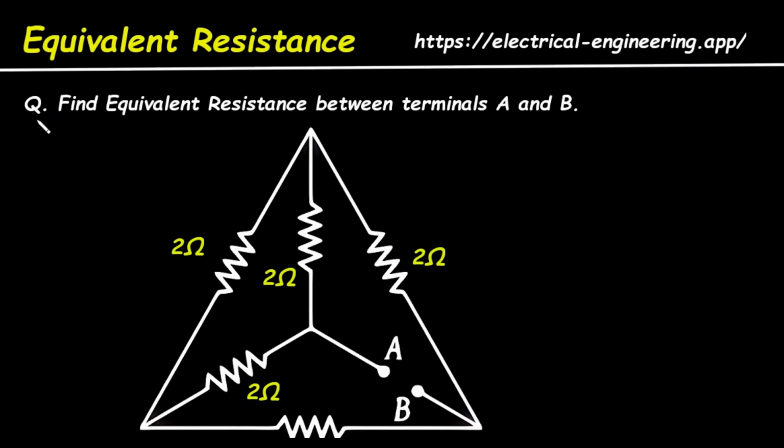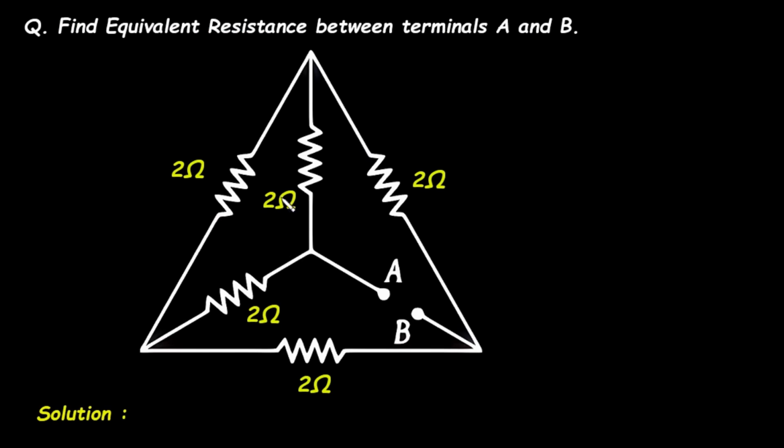Now here is the question. Find equivalent resistance between terminals A and B. For this network we have to determine its equivalent resistance between terminals A and B. So, solution.